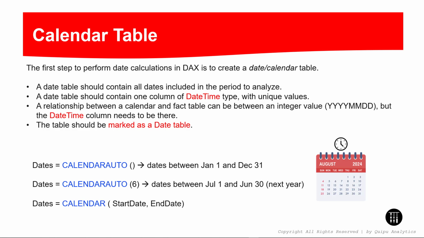There are a couple of functions that you can use to create a calendar table. The calendar auto is really powerful as well. And you have two options here within this function. It can be just empty, or you can also add the last month of the fiscal year that you're working on. For this particular case, the fiscal year is June, and that is why it's going from July 1st through June 30th next year. That is the range of months that we're going to have by using this option right here.